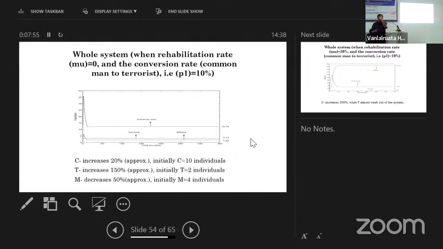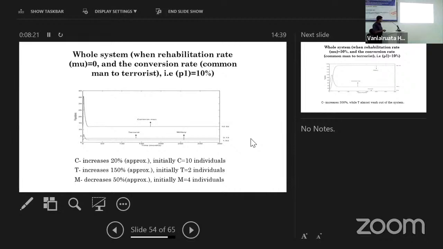Mu is the term for coming back from the terrorist to normal people. Mu was there, but I have not yet opened my realization program, so mu is equal to 0. And the conversion rate from common man to terrorist is 10%. So this is my initial goal.